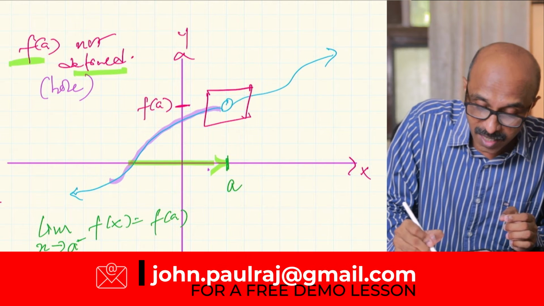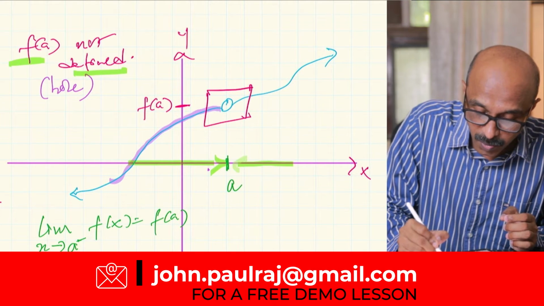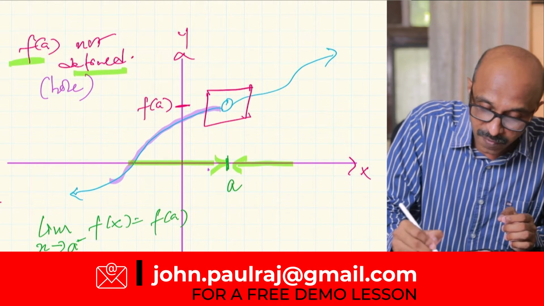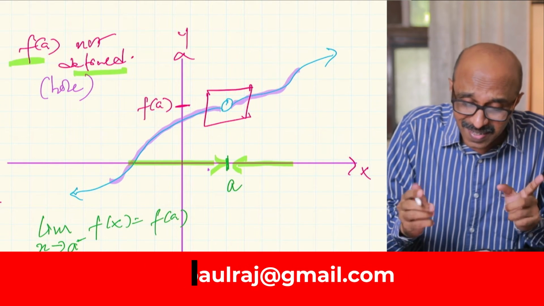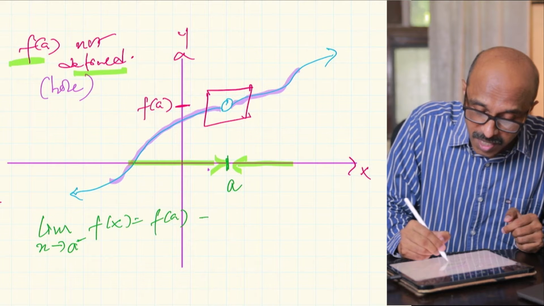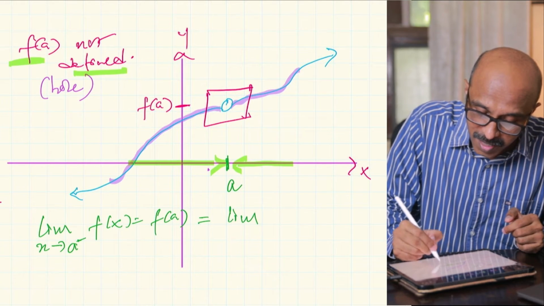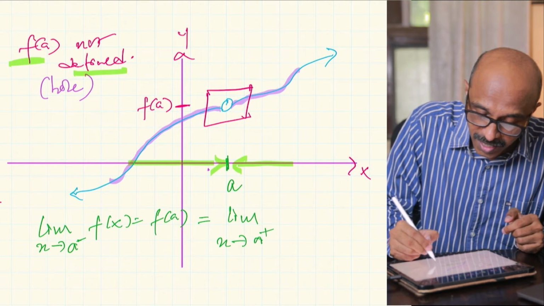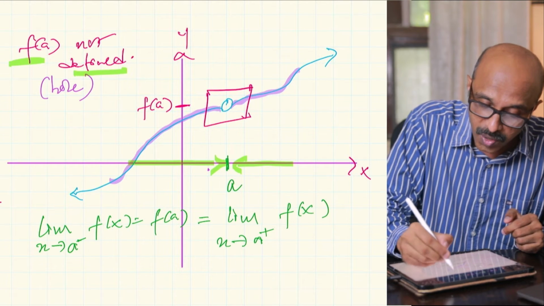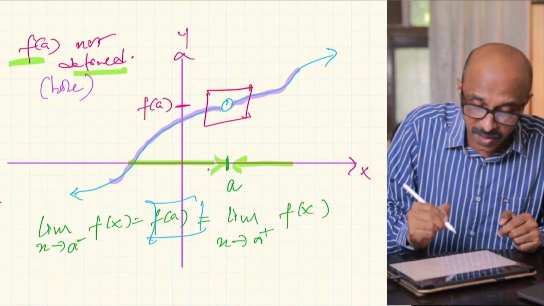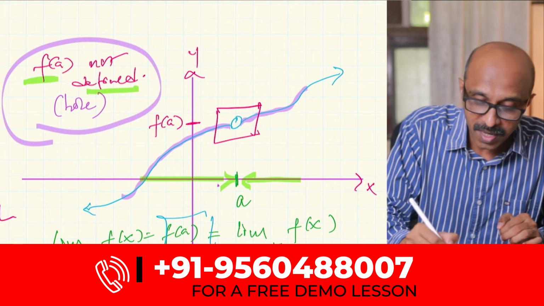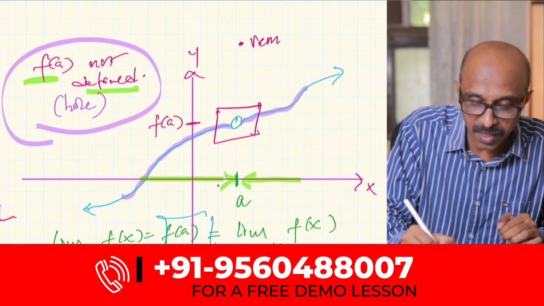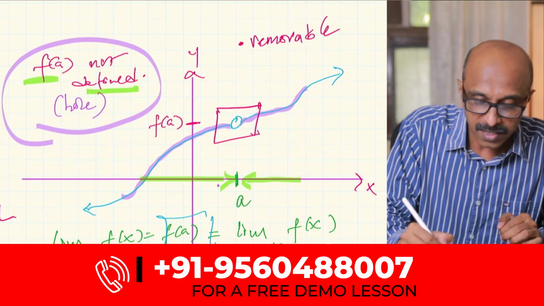And what is happening as x approaches A from the right-hand side? The values of the function are coming closer and closer again to f of A. So the left-hand limit and the right-hand limit are both equal to f of A. So I'm going to write down limit as x approaches A from the right-hand side, f of x is also equal. They both are equal to f of A. But the only thing is that f of A is not defined. This scenario is referred to as a removable discontinuity.